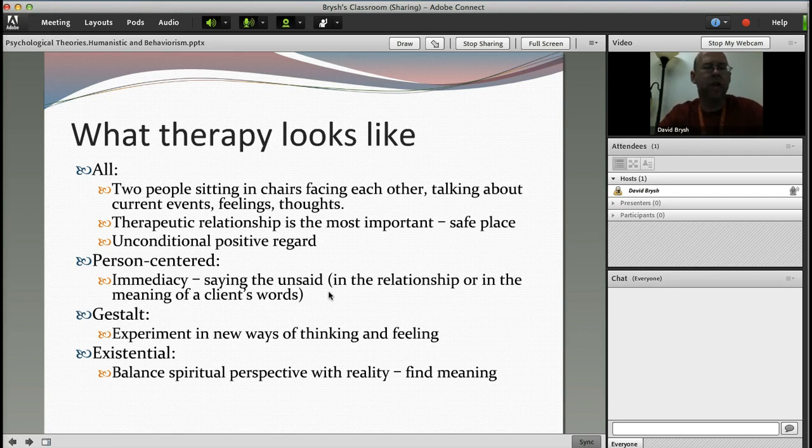Gestalt therapy is really interested in experimenting, in new ways of thinking and feeling. Since they want you to become self-aware, they want you to try new things, right? So they want you to get out there and do new things. So in therapy, they do a lot of things like, okay, let's pretend that you're not afraid of heights. What would that be like? Or they would say things like, well, let's pretend that you could look inside the head of another person, your mom, right? What is she thinking about you? That sort of stuff. Existential therapists are concerned about balancing spiritual, philosophical kinds of perspectives with reality. And that's where they think the meaning is.